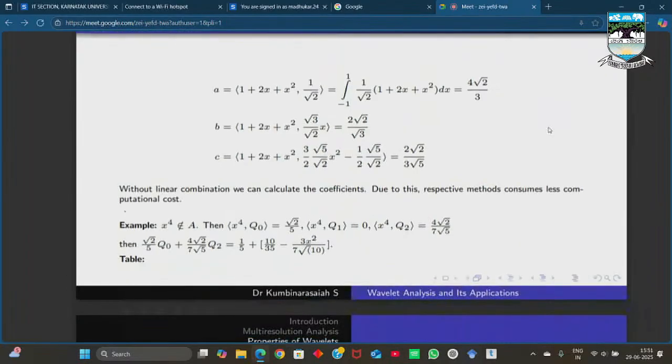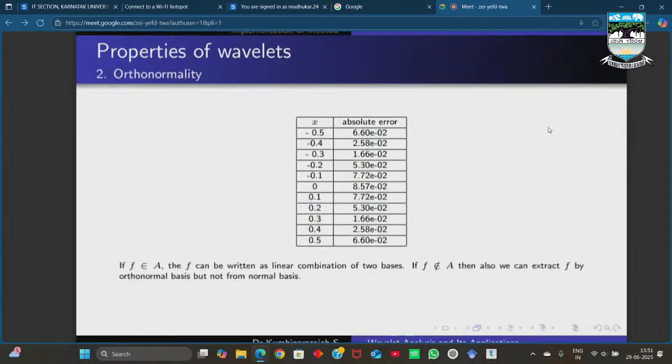So here I have taken this one example. For different values of x, I have approximated x power 4 by using the orthonormal basis. Here the error is 10 power minus 2. The first two digits are going to match with x power 4. So therefore, this is an advantage of the orthonormality of the wavelets.